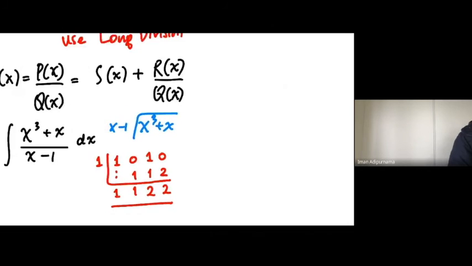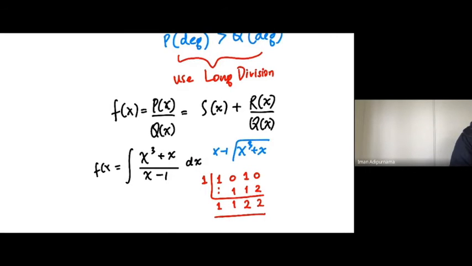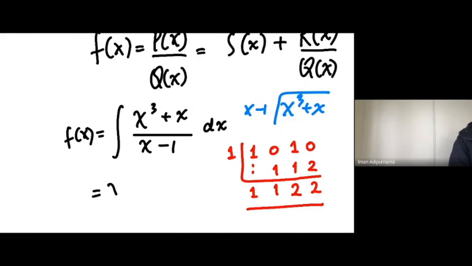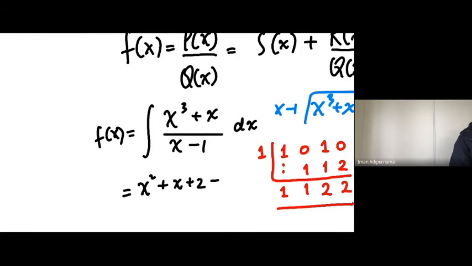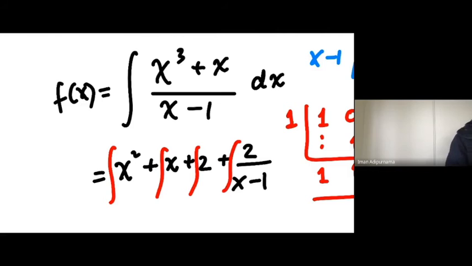Let me write here. So this becomes x squared plus x plus 2, and then plus 2 over x minus 1. Okay, and then you can integrate each one. Got the idea? So if the degree on top is greater than the bottom one, you can divide them using long division, and you can integrate each one easily.